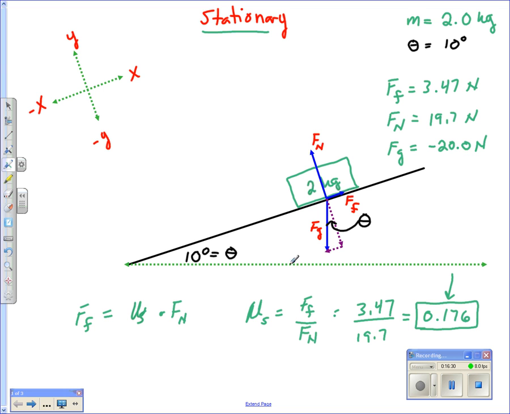Okay, so that's how you do a problem where you have a stationary block on a ramp, and you can apply this to different types of degrees. You can apply it to different masses and whatnot. I hope this helped to explain a lot.